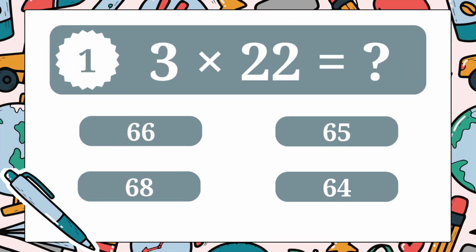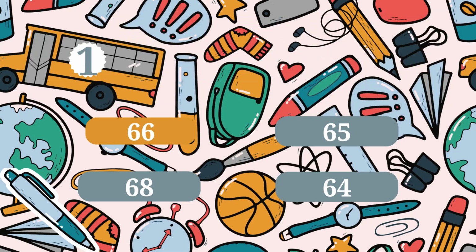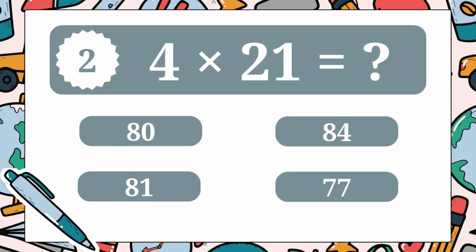Question 1. What is 3 times 22? 66. Question 2. What is 4 times 21? 84.